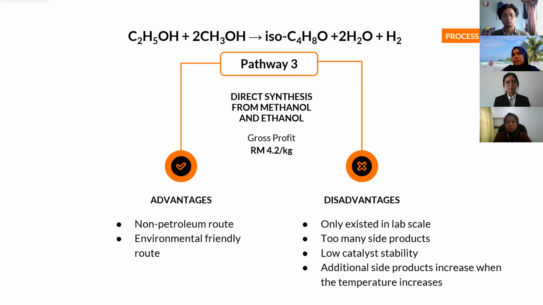And last is pathway 3, direct synthesis from methanol and ethanol. The gross profit is 4.2 ringgit Malaysia per kilogram. This reaction is the only reaction that has a non-petroleum route, and if we compare it with the previous two reactions, it is more environmentally friendly. But for this reaction, it is only available on a large scale. It also has too many side products and low catalyst stability. And if the side products increase, the temperature of the reaction will also increase.